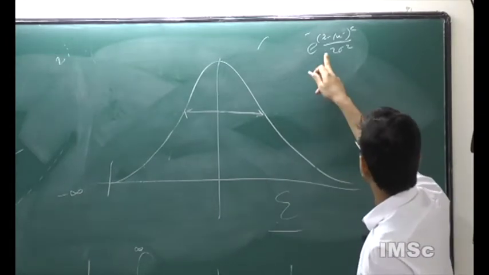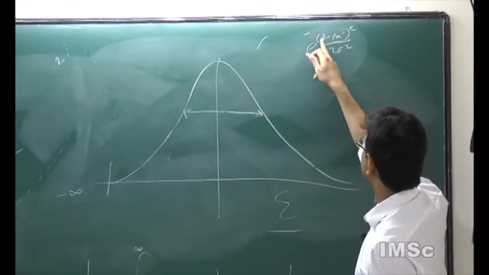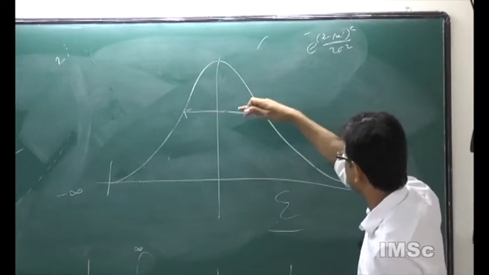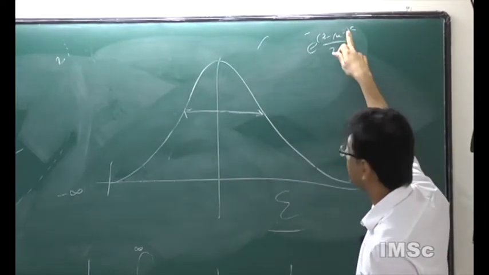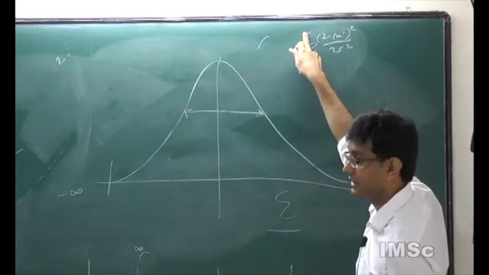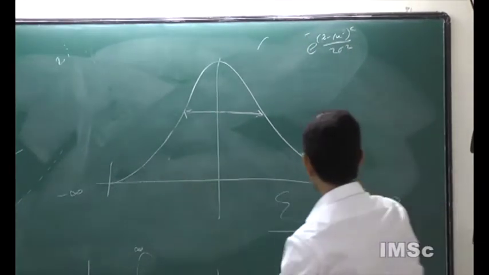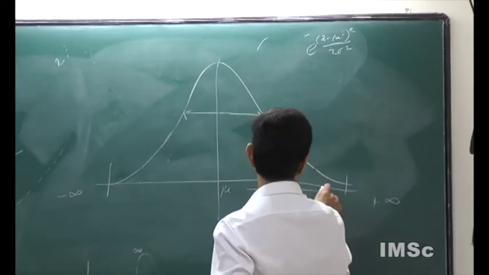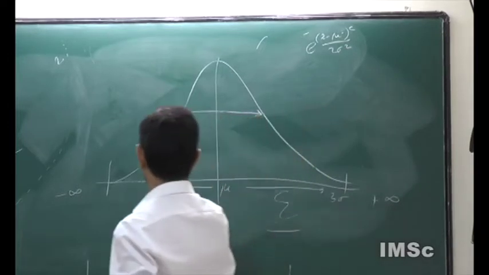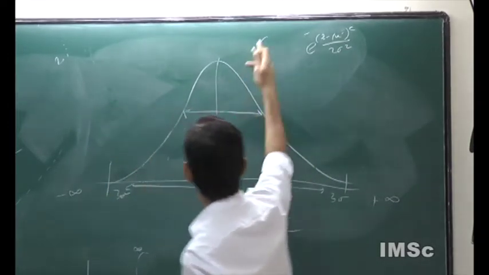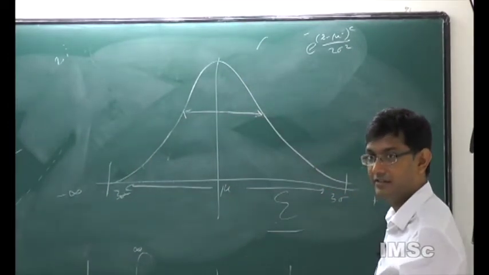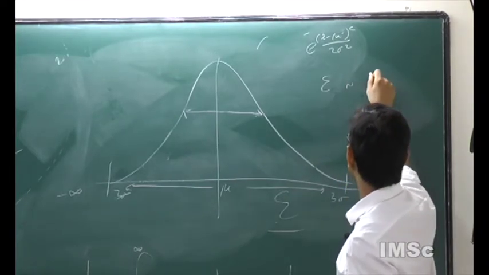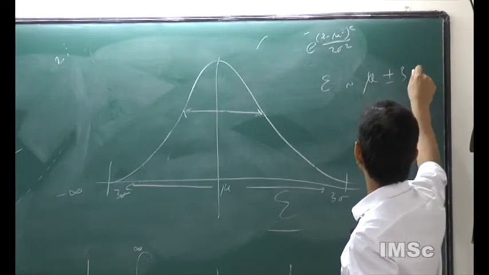Okay, and now this curve kind of becomes almost close to 0. You can see that as I move away from mu, this becomes smaller and smaller, right? Because there's a minus sign. Okay, so this curve is becoming smaller and smaller. So once I'm here, so this is mu, when this is roughly 3 sigma, and this is also 3 sigma, this probability has dropped. Okay, it's become very, very small. So for all practical purposes, epsilon is like mu plus minus 3 sigma.